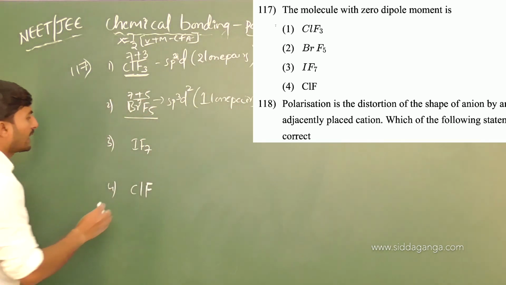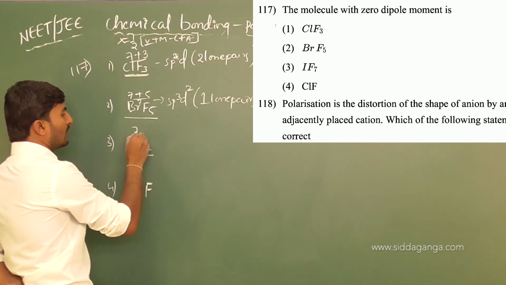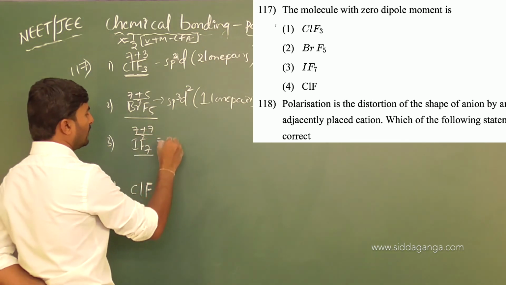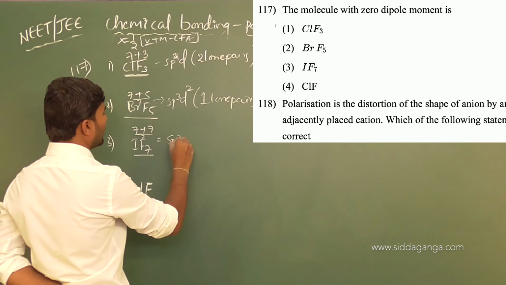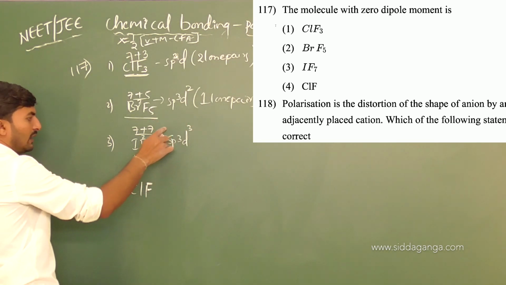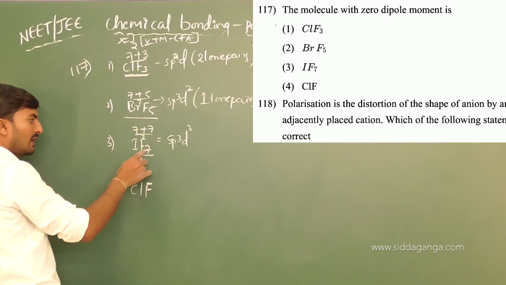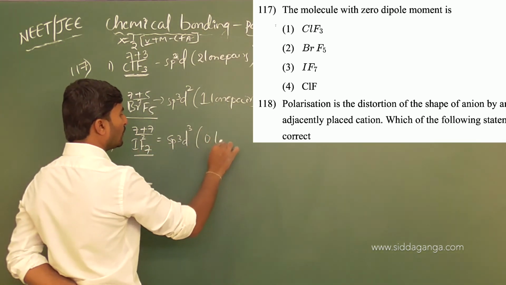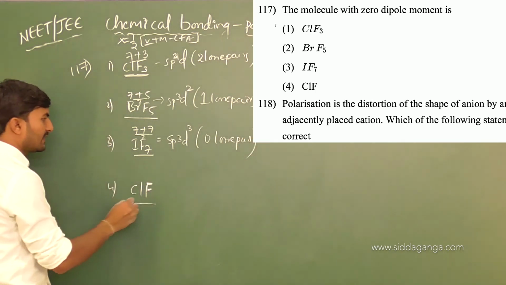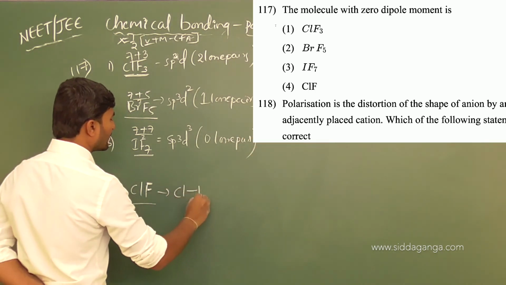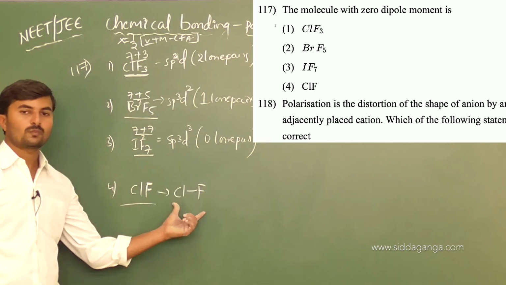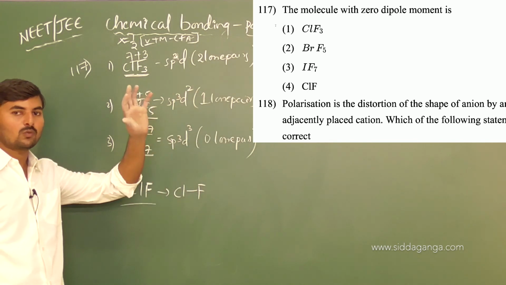Along with that IF7, 7 plus 7 is how much? 14 by 2 is 7, that means sp3d3 hybridization. The value of x is 7, terminal atoms are 7, 7 minus 7 equals 0, so 0 lone pairs. Followed by ClF. ClF is simply a covalent molecule. Covalent bond is formed between these two. Okay, here next, zero dipole moment.